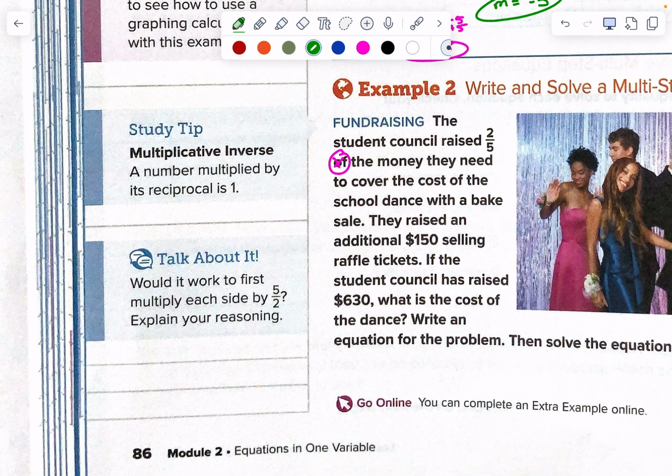All right, so let's go back to the very beginning. 2/5 of the money that they need. 2/5 of means times the money that they need. What should we call that? I'm going to say N, because that's money needed. Whatever variable you want to use, I don't care. Okay, 2/5 N. That's what they did with the bake sale. Then they raised an additional 150, plus 150, and that all together ended up being 630. They didn't use the word is, that's just equals 630.